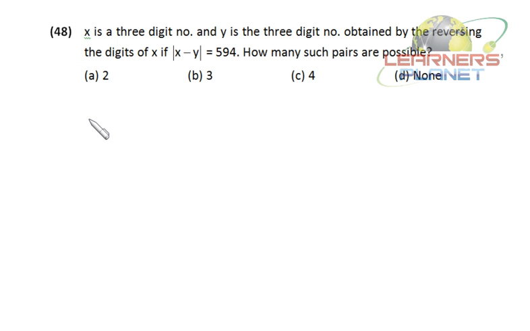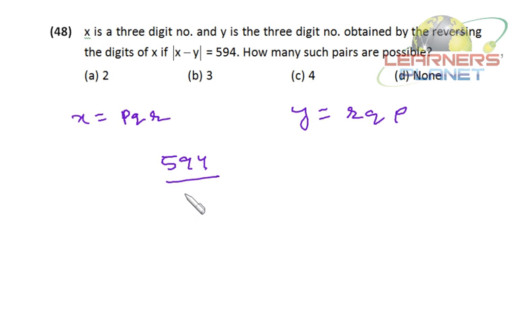Now let's try. X is a three-digit number. Suppose x is pqr and y is rqp. Here we have been given that the positive value of x minus y is 594. As we have already discussed, if we divide 594 by 99, we'll get the difference between p and r. In this case it will be 6. So the difference between the extreme digits is 6, and we can make pairs where the difference between these two digits is 6.